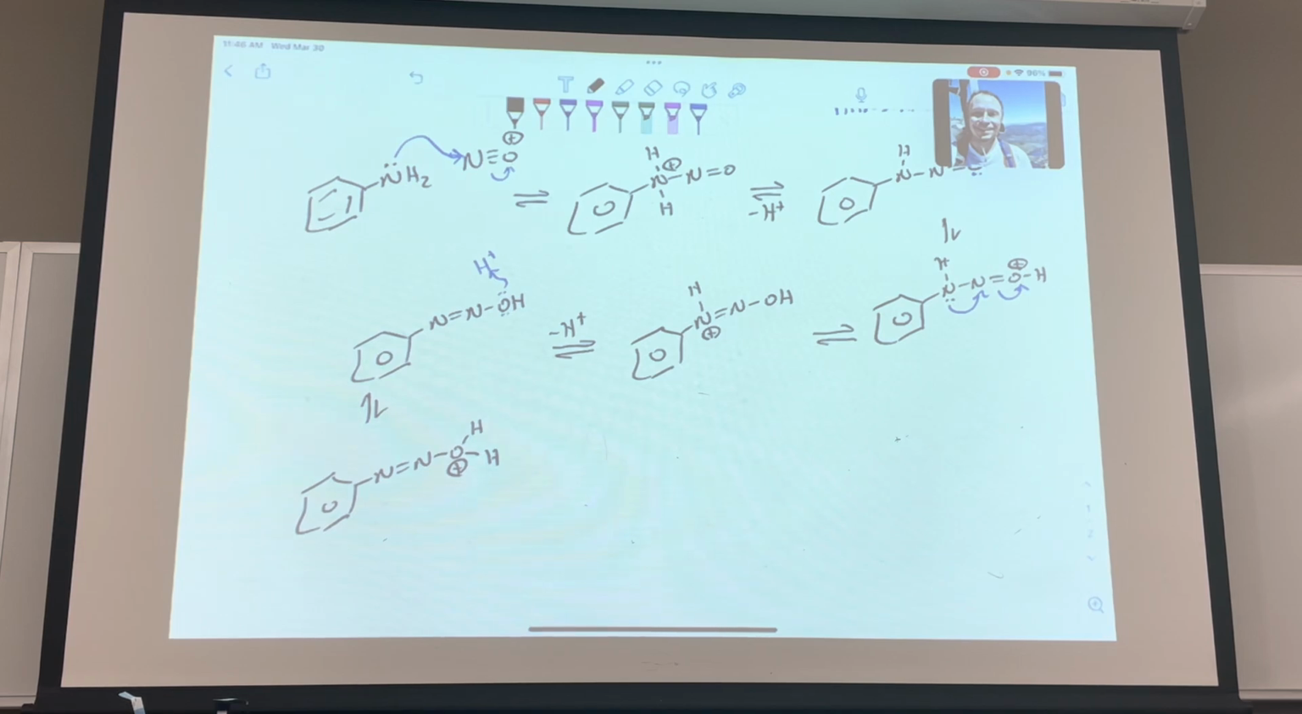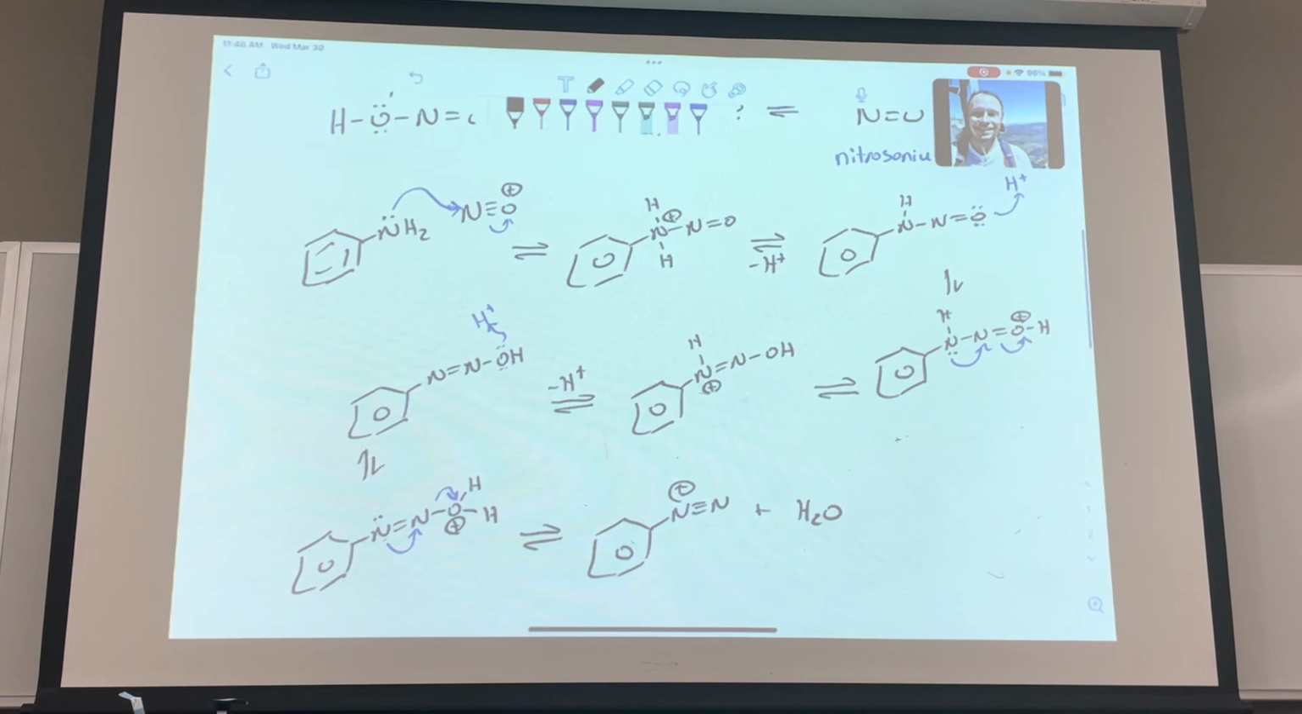Okay, so now I have my leaving group, and in the final step of the mechanism, we're just going to push the electrons in and help it leave. And that gives the water's leaving group, and more importantly, generates that aromatic diazonium species.